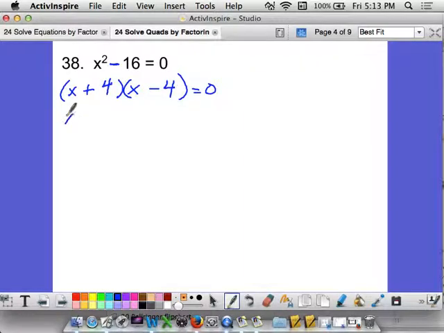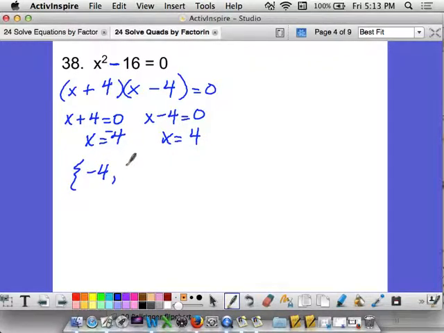Then you set each one of those equal to 0, and you solve. So x is equal to -4, and x is equal to +4. Now, there's two ways to write this. Of course, you can write it like this, from least to greatest. Or you can write it as plus or minus 4 since they both are the same number. Make that a little neater.